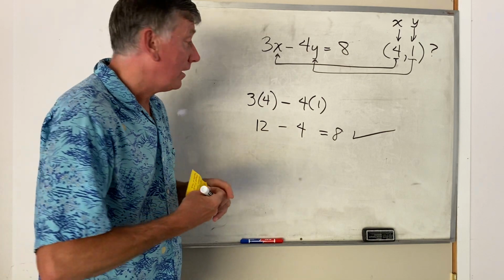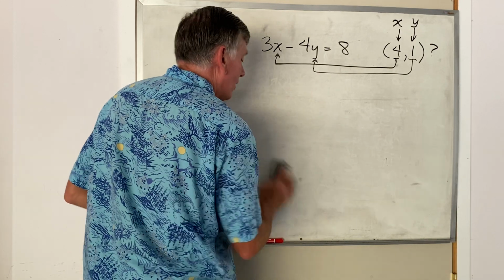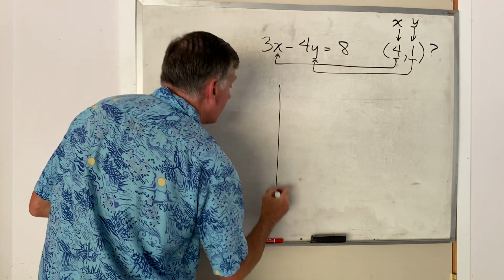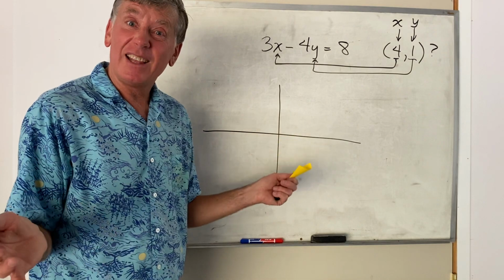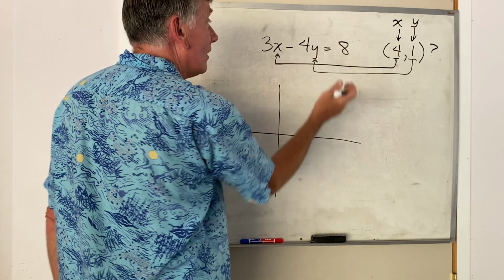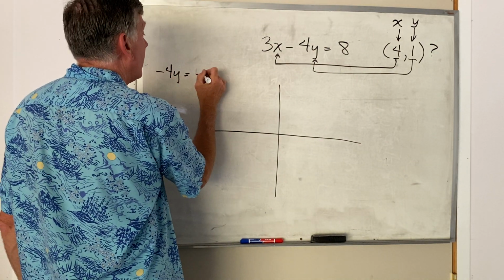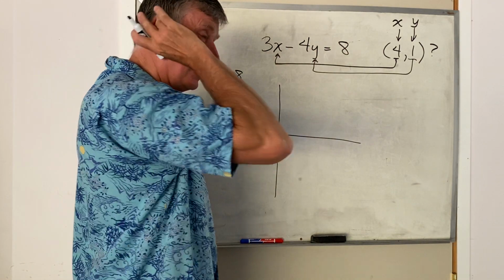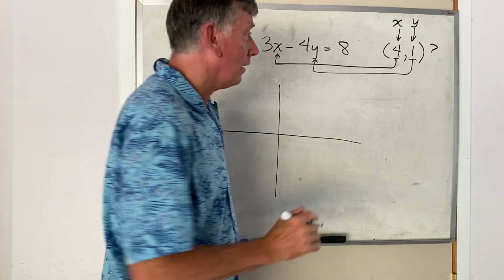We'll get more into that in a little bit, but graphically, it will look like this. Here's my coordinate axes. I'm going to jump ahead a little bit, but I bet you all have seen this before. I'm going to make this into slope-intercept form. I have minus 4y is equal to negative 3x plus 8, moving things around. It'd just be good to remind you of what we're doing here.